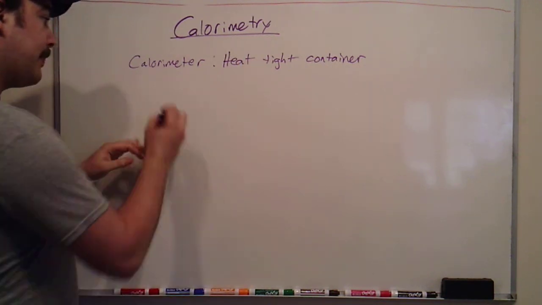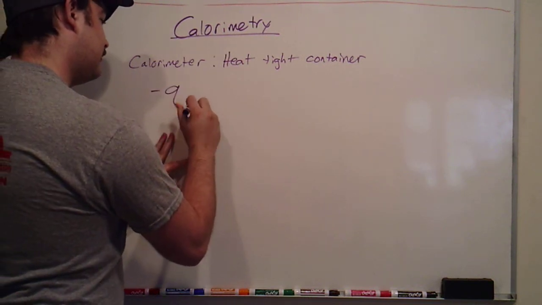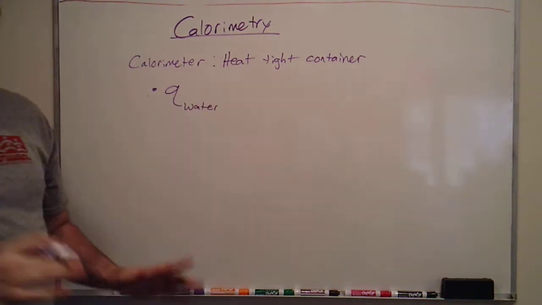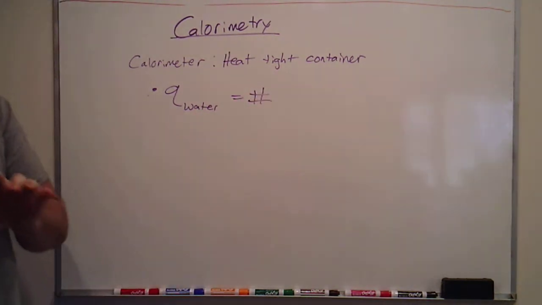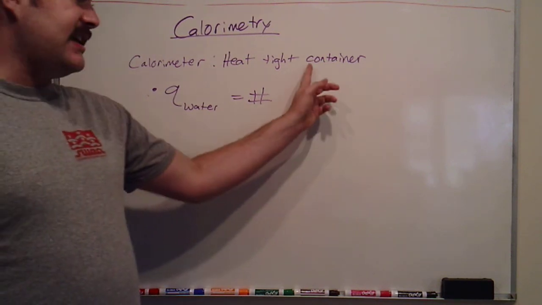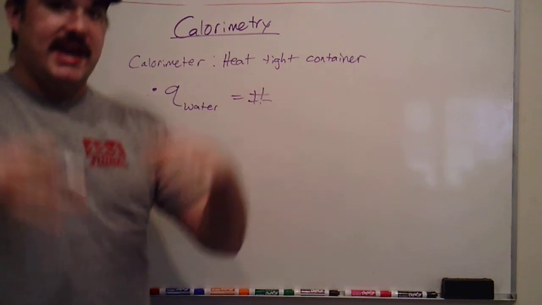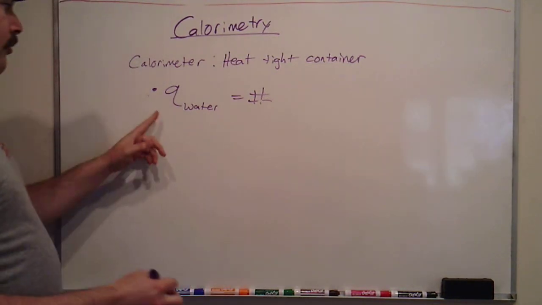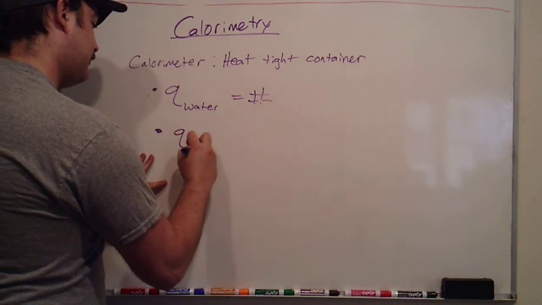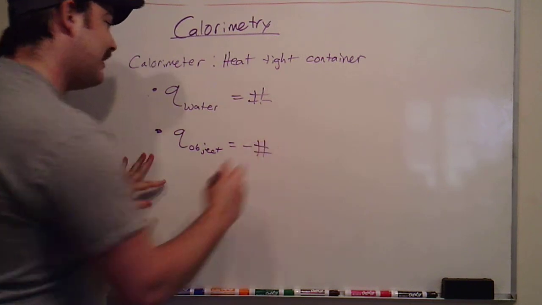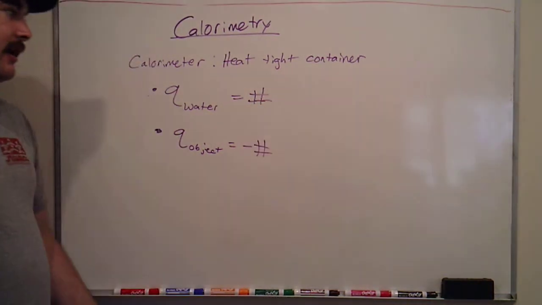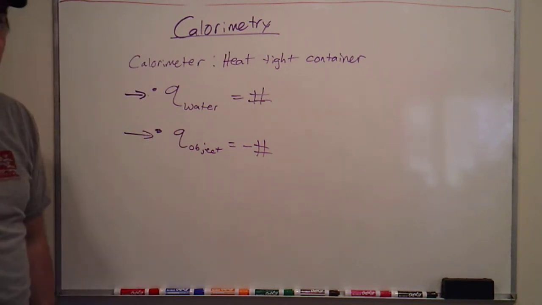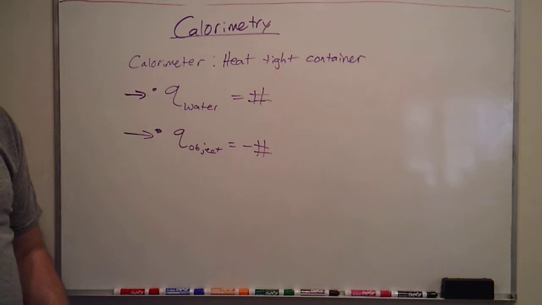Now, real quick, the Q for the water is some number. Who cares what it is? But if this is a heat-tight container, and this amount was gained by the water, that means whatever was put into the water lost all that heat. So the Q of the other object is going to be negative that number. It'll be the exact same value, just with the opposite sign, because what happens to one, the opposite has to happen to the other. That's the whole premise of this.